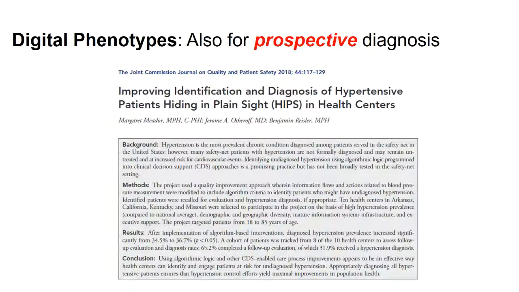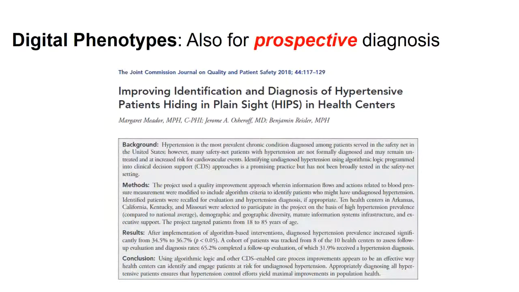So you can do this retrospectively to help improve prediction algorithms. You can also just do this in real time, prospectively, to figure out... Sometimes you have patients that obviously have a disease but just have not had the diagnosis. And I thought this was one pretty elegant study looking for what they call hypertension hiding in plain sight, where it's just a patient that has never gotten the diagnosis of hypertension.